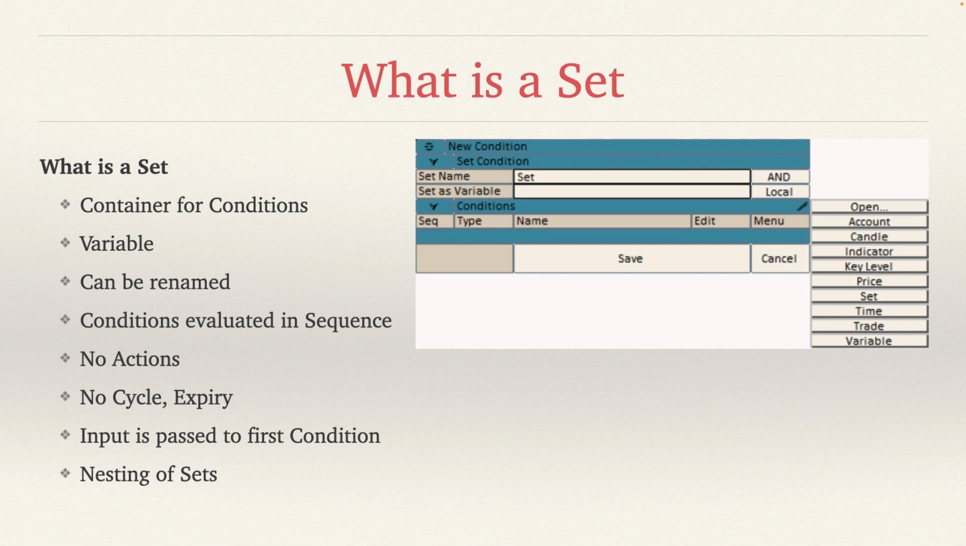Something you don't see in the set condition dialog is the cycle or the expiry. Like a logic set, a set condition will give its conditions an opportunity to be evaluated on every tick. It is the cycle and expiry of the conditions contained within the set that matter, not the set condition itself. When a set condition is evaluated, it receives the input variable from the previous condition, just like any other condition. It passes that value to the first condition in the set. The output value of the set condition depends upon what kind of set it is, which we'll cover next.